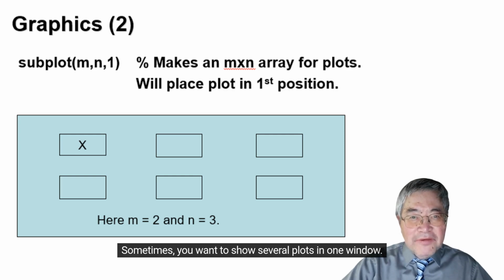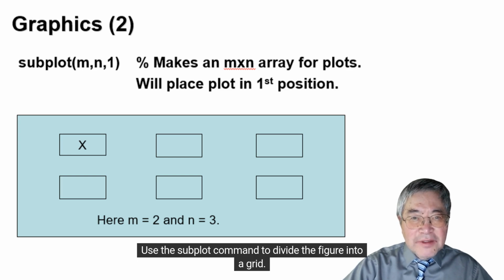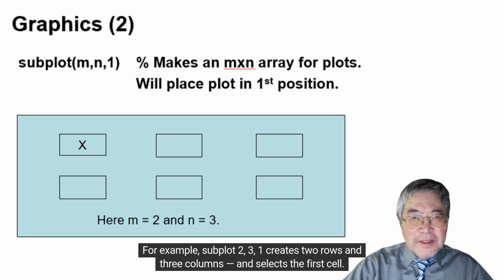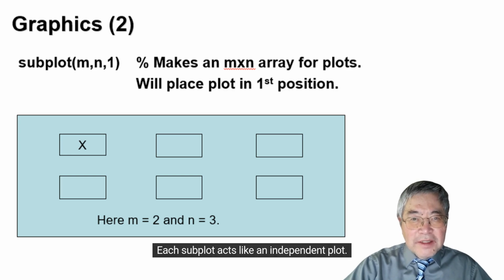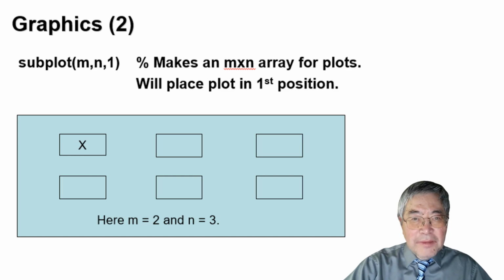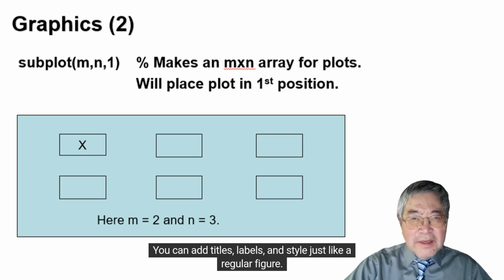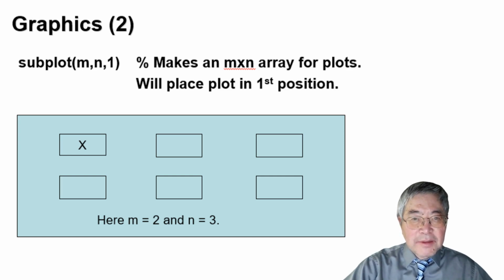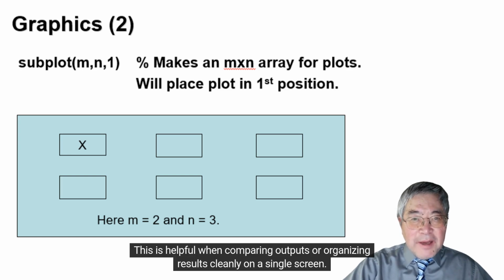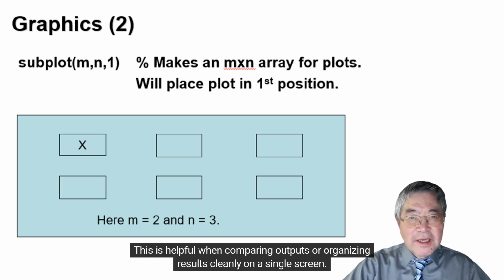Sometimes you want to show several plots in one window. Use the subplot command to divide the figure into a grid. For example, subplot 2, 3, 1 creates 2 rows and 3 columns, and selects the first cell. Each subplot acts like an independent plot. You can add titles, labels, and style just like a regular figure. This is helpful when comparing outputs or organizing results cleanly on a single screen.